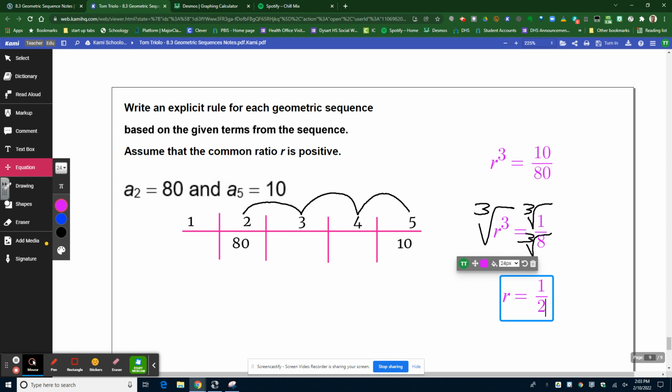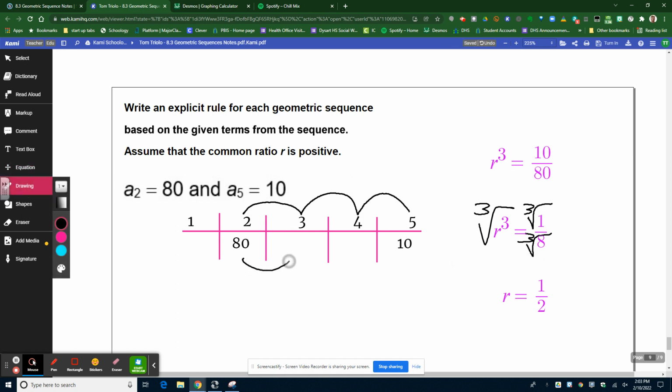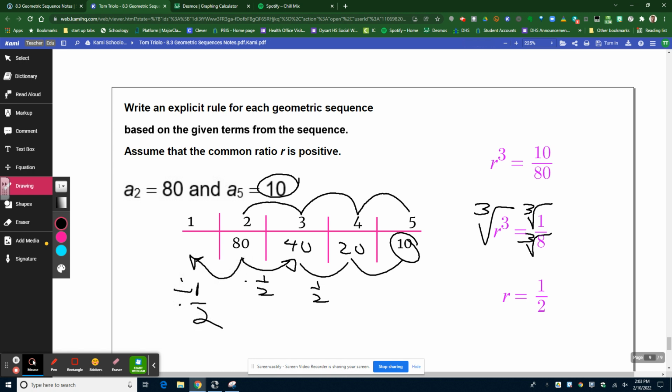Let's make sure it works. So going to the right, half of 80 is 40. Half of 40 is 20, and half of 20 works out to be the number it actually is supposed to be. If your common ratio, when you plug it in, doesn't make the number equal what is given to you, then it's wrong, and don't go any further. So if we multiply by 1/2 going to the right, you have to divide by 1/2, but we don't like dividing by fractions, so we multiply by the reciprocal. 160.